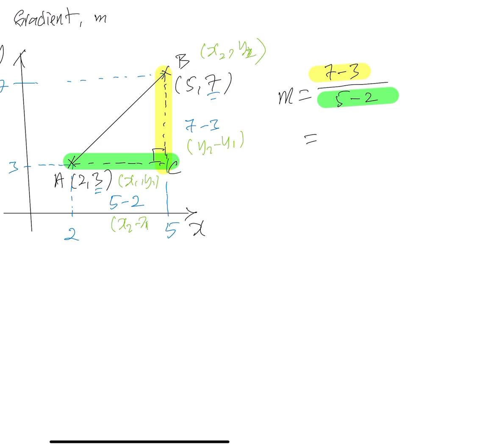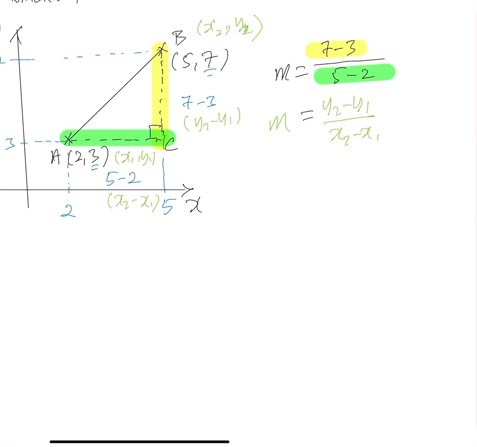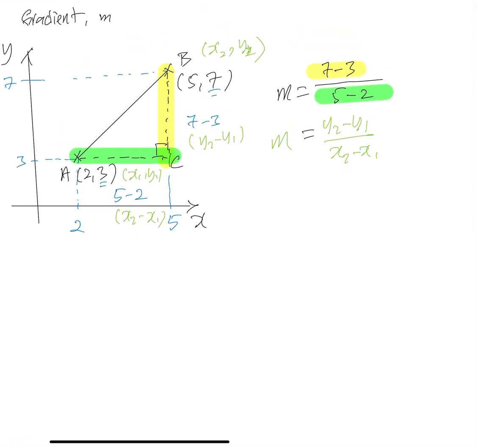Okay, or x1, right? So my gradient will be y2 minus y1 over x2 minus x1. Okay, so given two coordinates, you are able to find the gradient, right? Given two coordinates, you are able to find the gradient of the line segment using the formula.